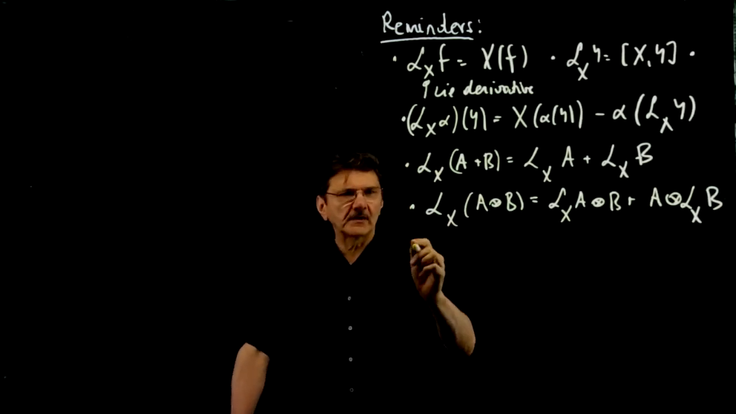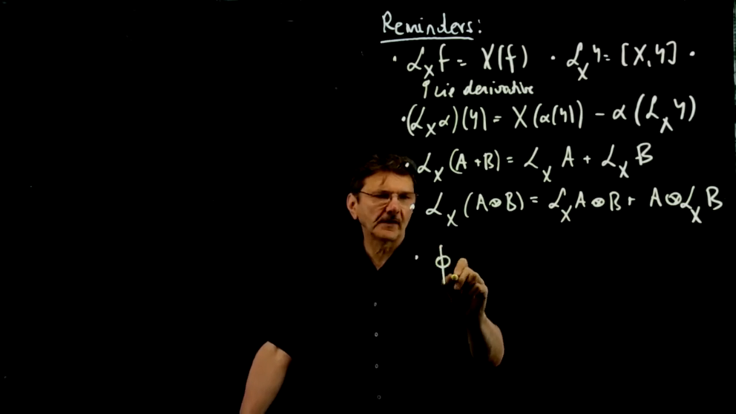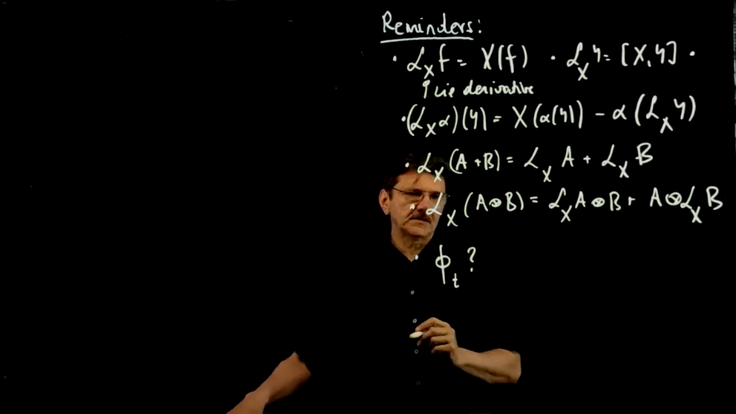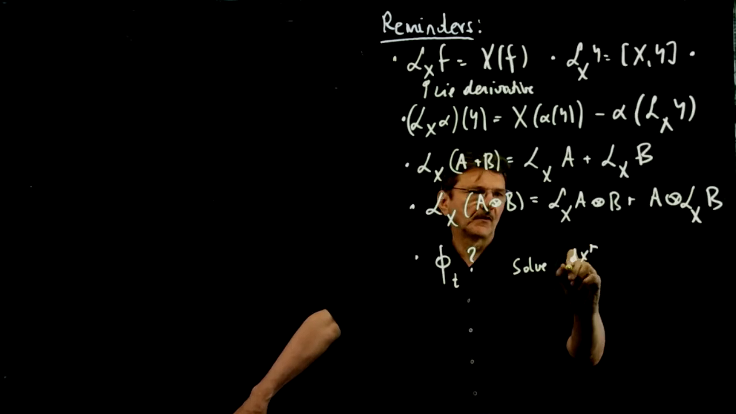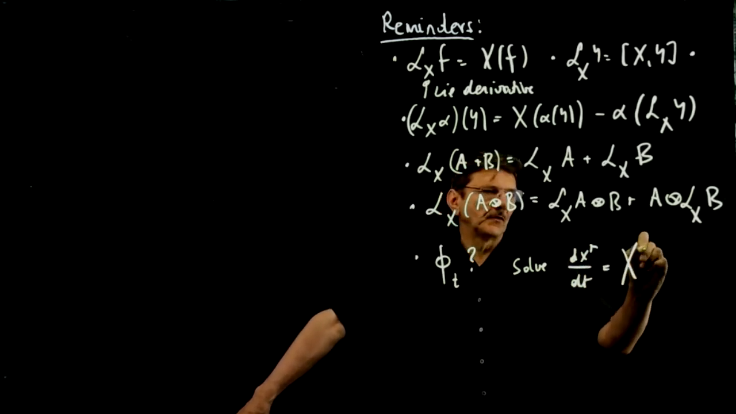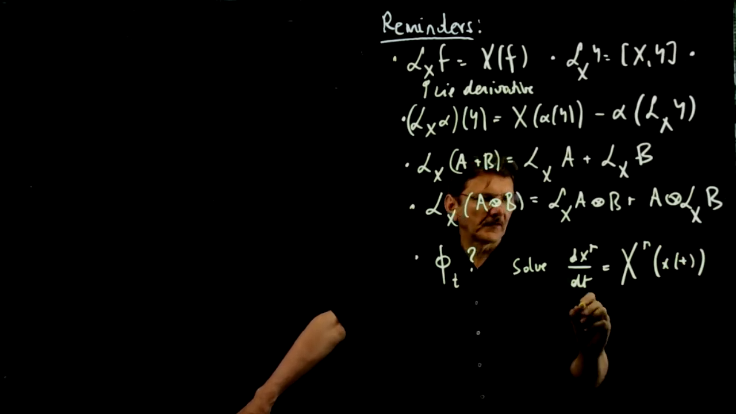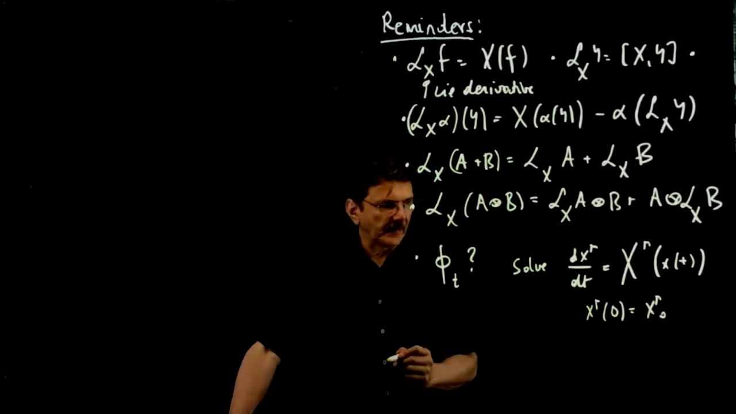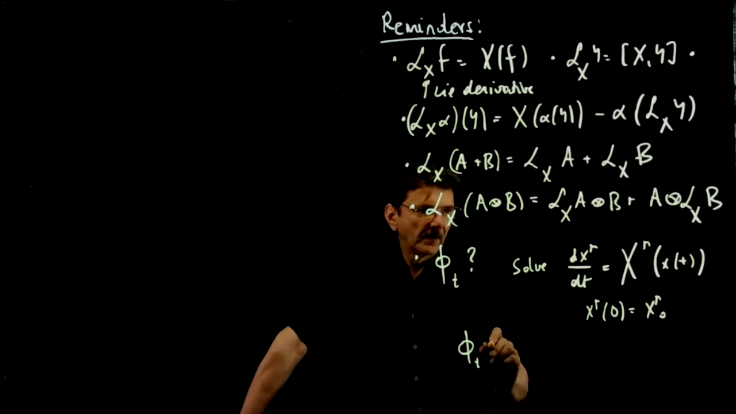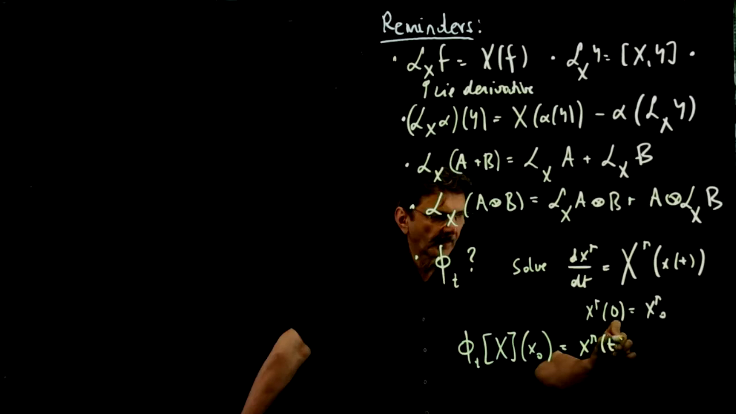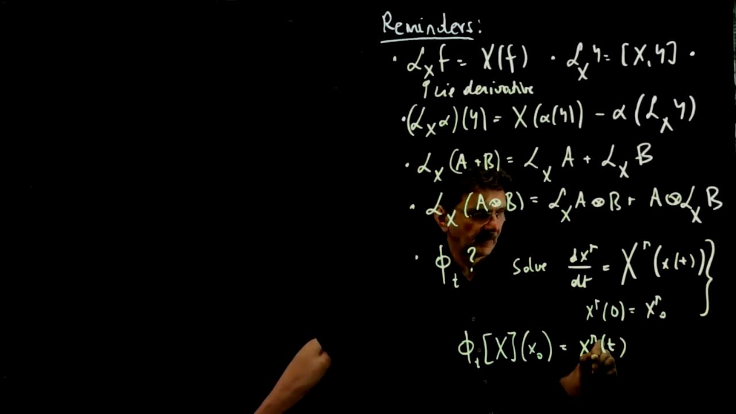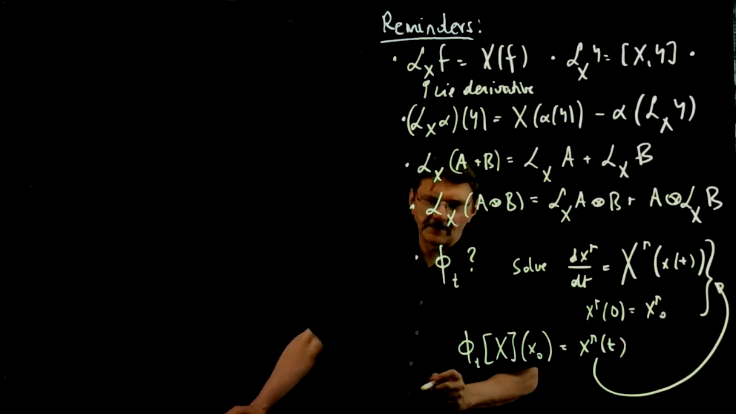And another thing we did, the flow of a vector field, so phi t. So you solve dx^μ over dt is X^μ of x of t, with x^μ of zero equal to any point, and then phi t of the vector X acting on x naught is just x^μ of t. Well, this is this thing here. Good.